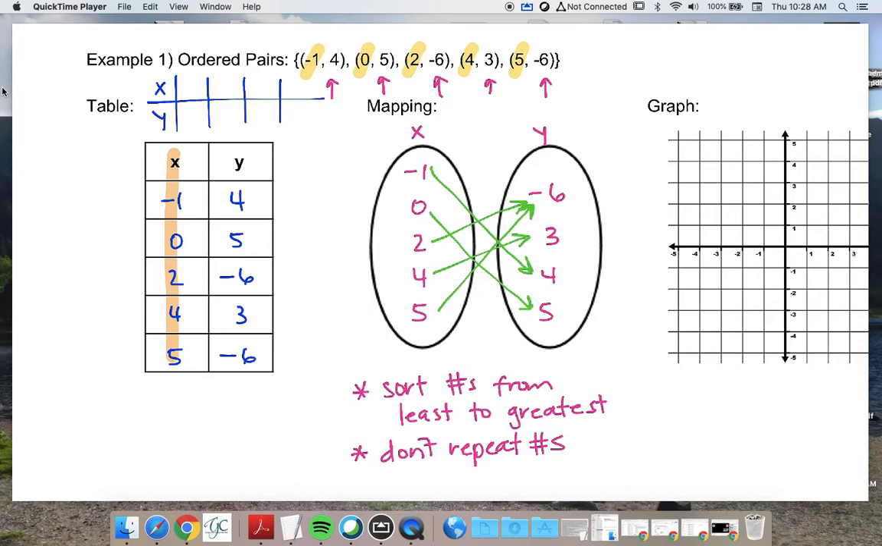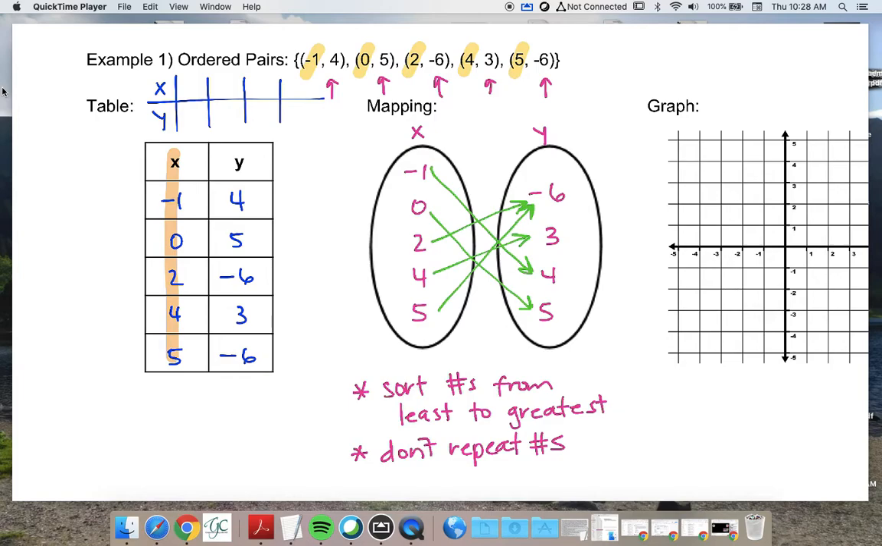In order to determine if a mapping diagram represents a function, we look at the number of arrows that are coming from the x values. So we're looking at these arrows right here in the x column. That's what tells us if we have a function or not. As long as there's only one arrow coming from each of the x values, so -1 has one arrow coming from it, 0 has one arrow coming from it, 2 has one arrow coming from it, 4 has one arrow, 5 has one arrow. As long as they each only have one arrow, then we have a function.